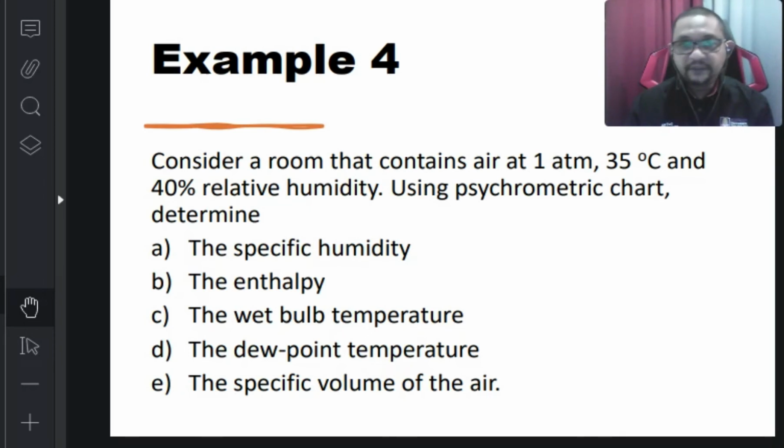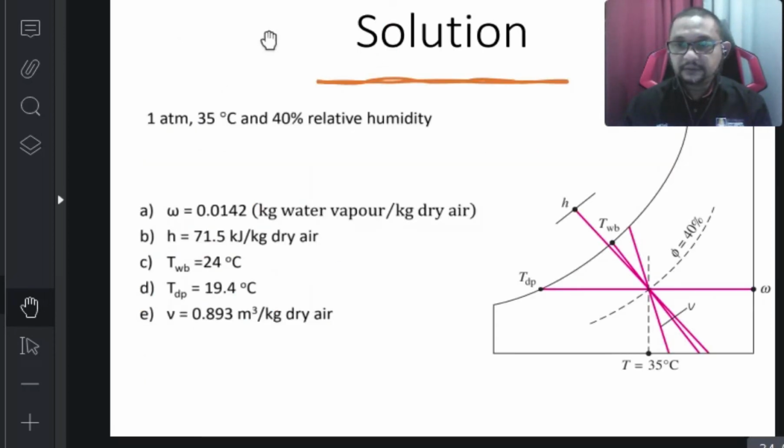At a given total pressure, the state of the atmospheric air is completely specified by two independent properties, such as dry bulb temperature and the relative humidity. Other parameters are determined by directly reading their values at the specific state. So, the humidity, the specific humidity. Okay, this is the solution.